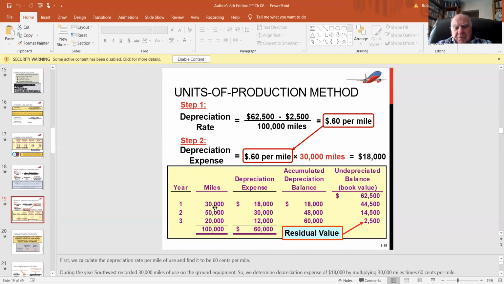They drove 30,000 miles the first year. 30,000 times 0.6 is 18,000. They drove 50,000 the next year, 20,000 the next year, etc. So your accumulated depreciation balance went from 18 to 48 to 60, and we're back down to the $2,500 net book value. If they drove this car another 10,000 miles, we were not allowed to depreciate it. And maybe they kept this car for 200,000 miles. It worked out a lot better than they originally thought. So that's two of our three methods.